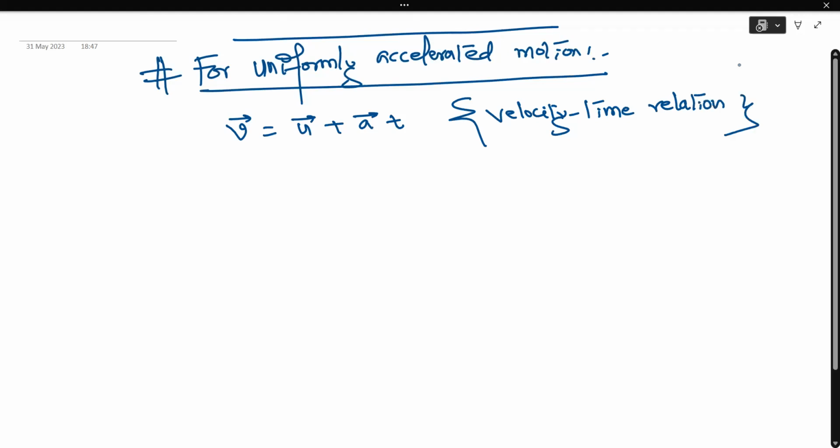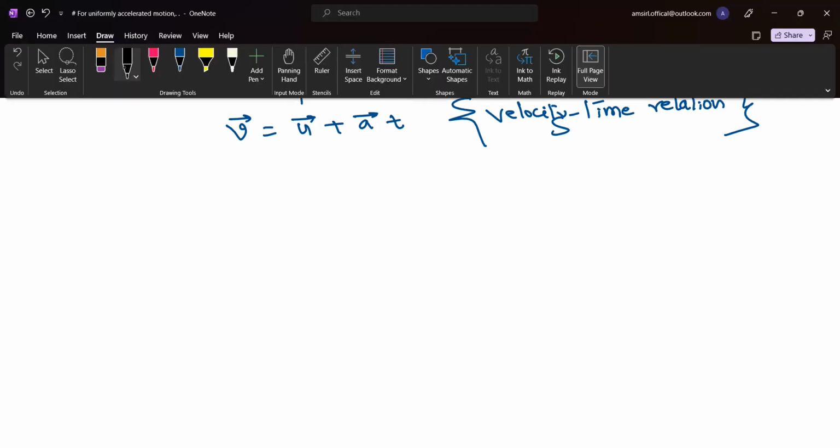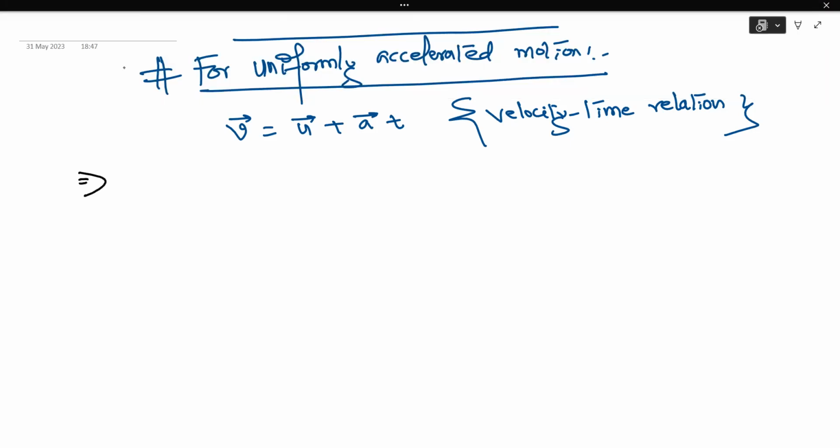Now you know that any vector can be written as the sum of two vectors in a plane. So in place of v, we can say vx i cap plus vy j cap. Yes or no? In place of u, we can write ux i cap plus uy j cap.